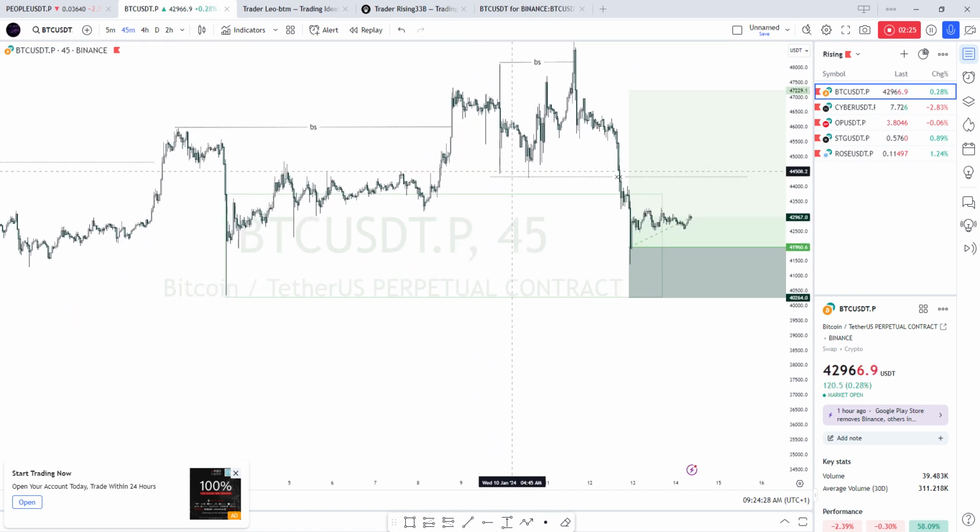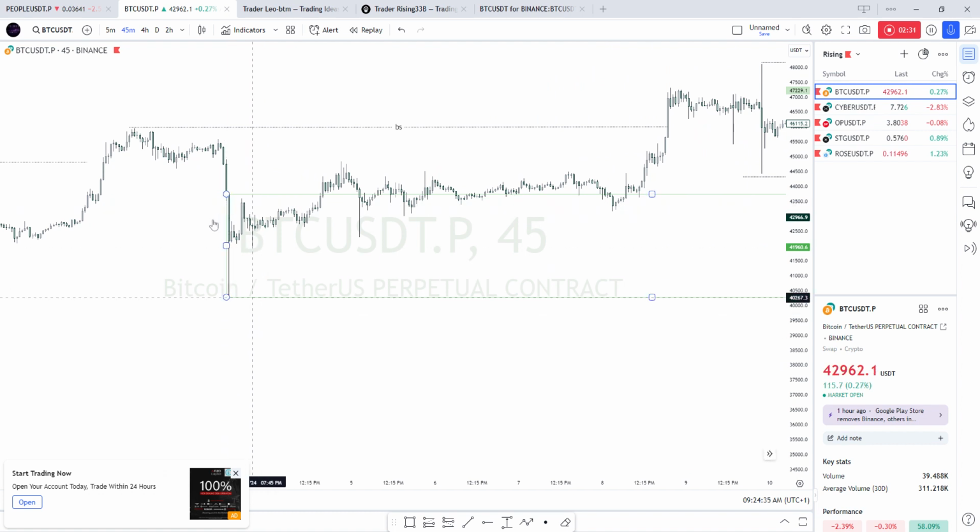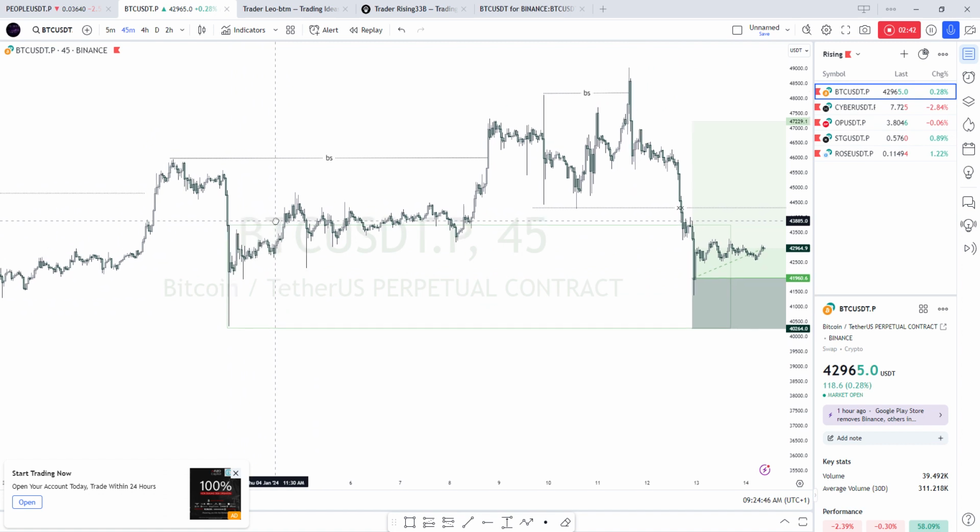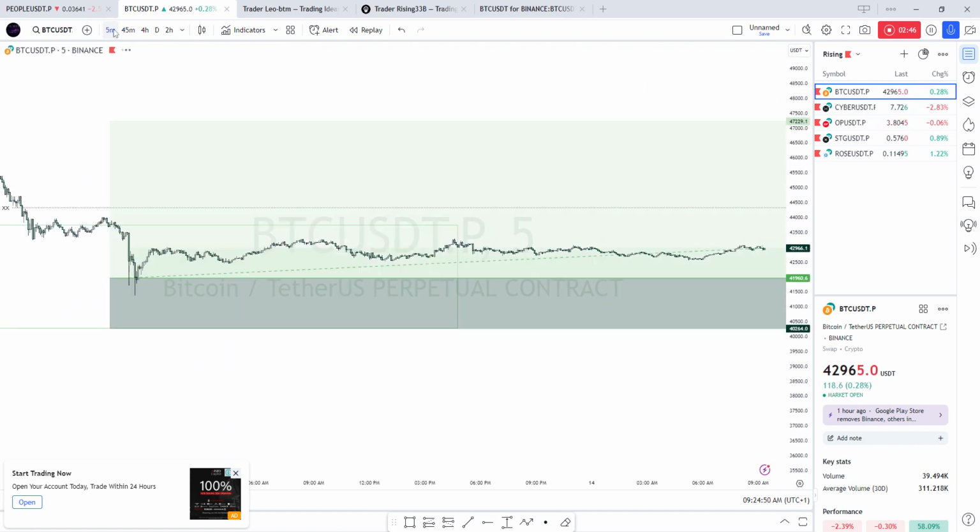Now how did I get to my entry? After marking out my inducement here, I picked out the last order block that swept liquidity, which is this one here on 45 minutes. You look at the way I marked it with this green box. So based on the fact that my stop loss is too big, I just come down to 5 minutes to refine. I refine using 5 minutes candle.